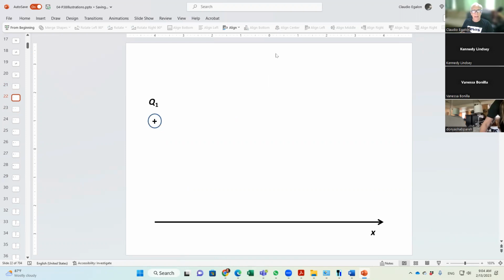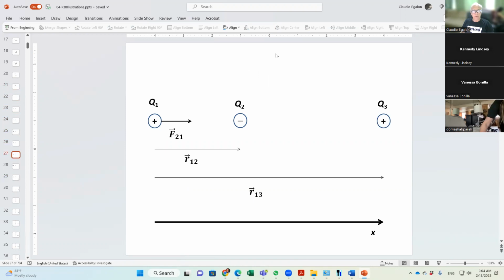Again, Q1, Q2, vector position from 1 to 2. That's an attractive force. Q3, vector position from 1 to 3. And that's going to be the force that 3 is going to apply to charge 1. Charge 3 is going to apply to charge 1. That would be our guess of the net force.